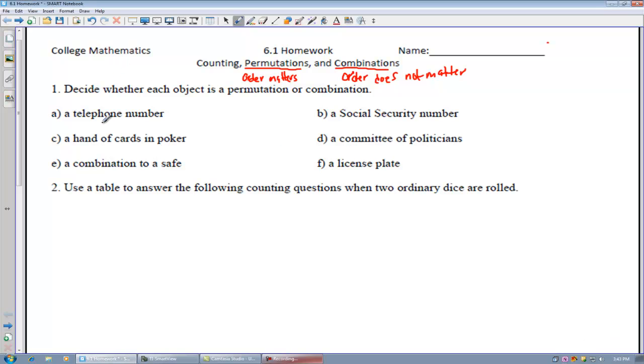And then down here it has a telephone number. So you ask yourself a question: does the order matter or does it not matter? In a telephone number, obviously the order matters. So we can write down order matters, and this tells us that this is a permutation. Part B is Social Security number. Obviously, the order matters, so this is also a permutation.